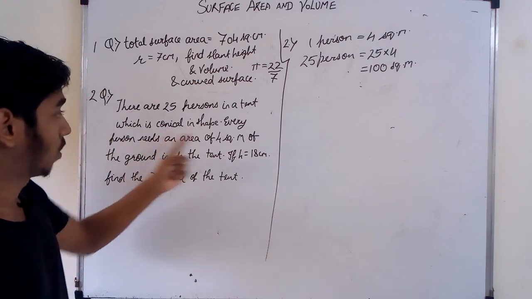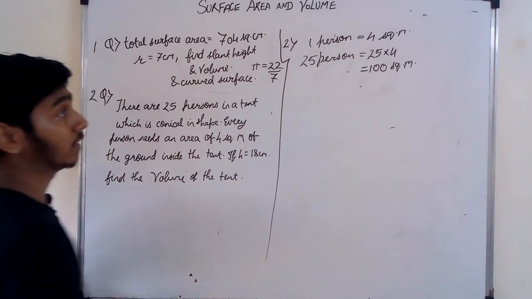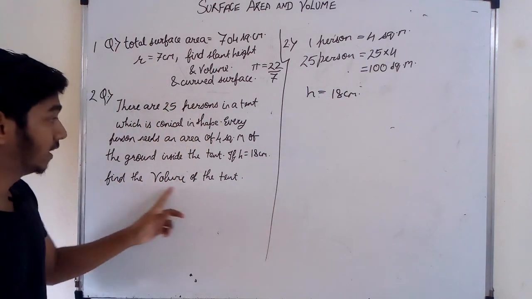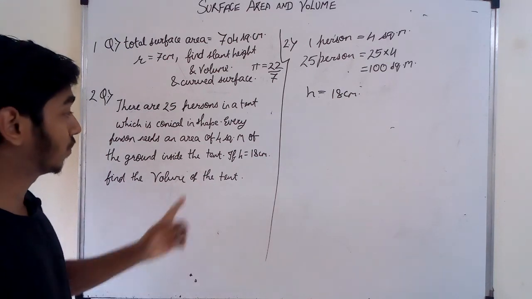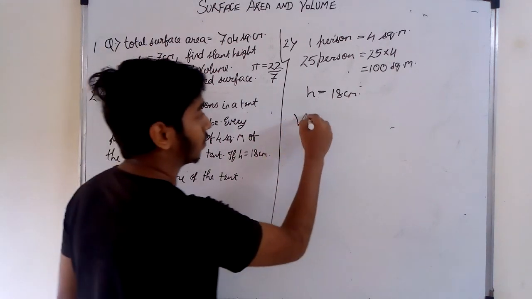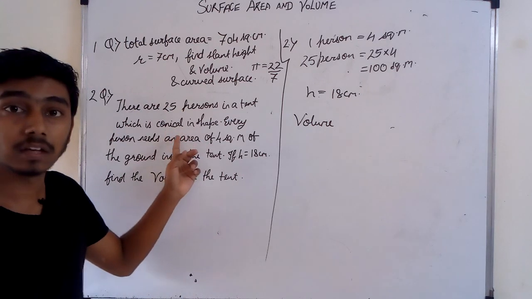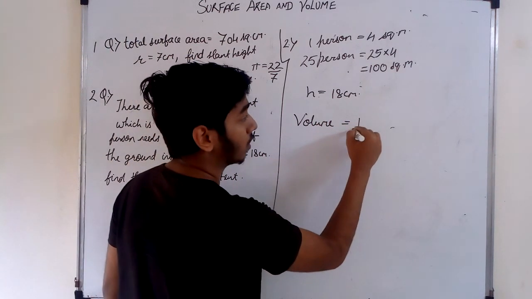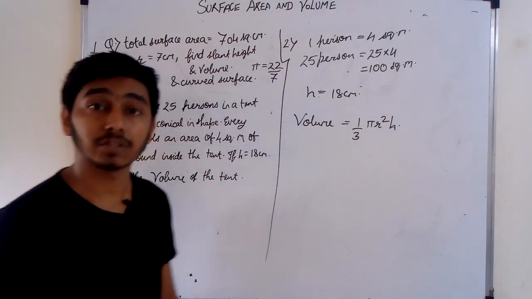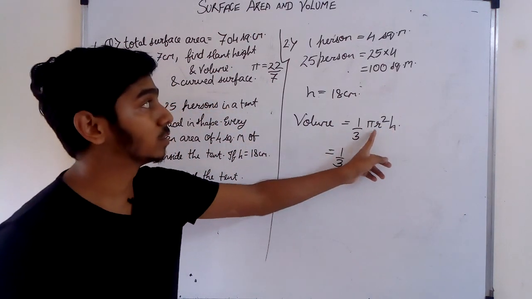Now what have we got? What are we supposed to find? If height is given to us as 18 meter, find the volume of the tent. So we have to find the volume. So this is a conical shape, and volume is what? 1 by 3 pi r square h. Yes or no?